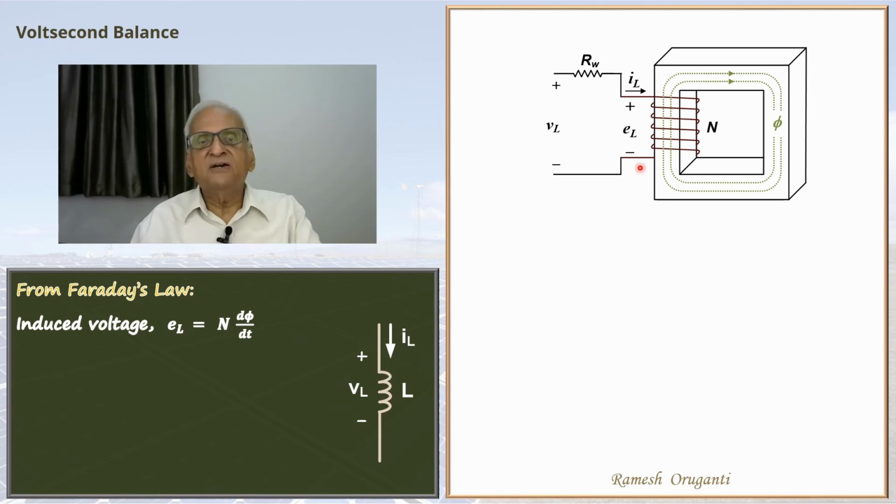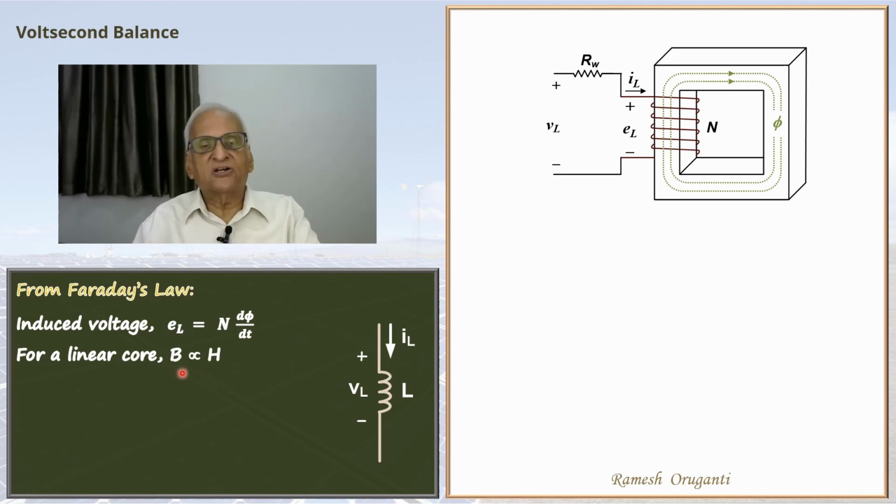Suppose the core is linear, what does that mean? That means B is proportional to H, where B is the flux density, flux phi divided by the cross-sectional area A. H is the magnetic field intensity. So H is proportional to the current IL. B proportional to H means the same as phi proportional to IL. So d phi by dt is proportional to dIL by dt.